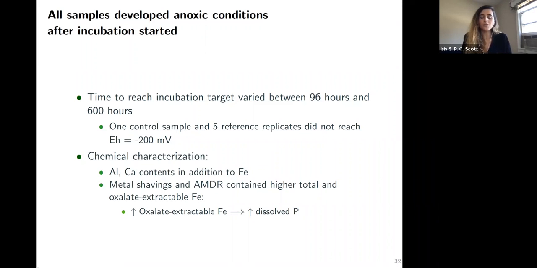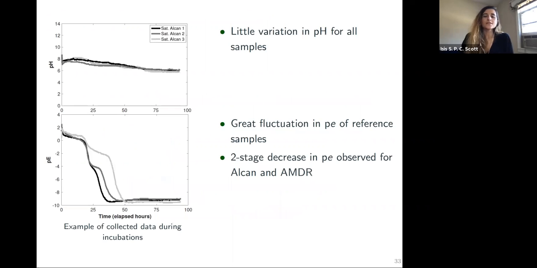From the literature, we know that a higher concentration of oxalate extractable iron normally is related to a higher concentration of dissolved phosphorus in solution under anoxic conditions. So this is how the data from the incubation looks like.